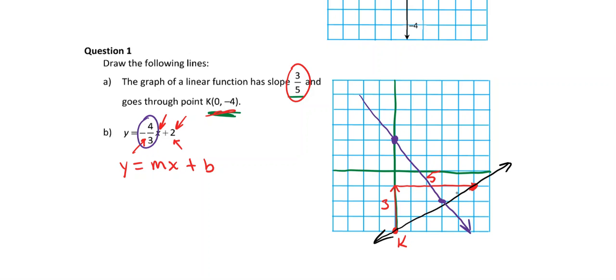So is this perpendicular? No, it's not. How do you know it's not perpendicular? Because of the right angle. Yeah, and we can look at our slopes. They're not negative reciprocals of each other, so those are not perpendicular.